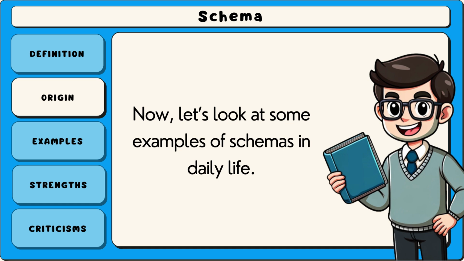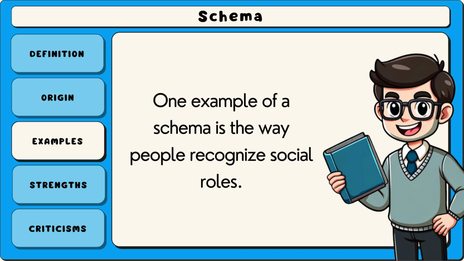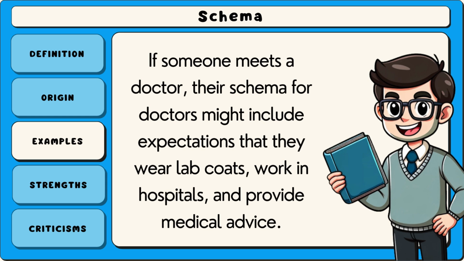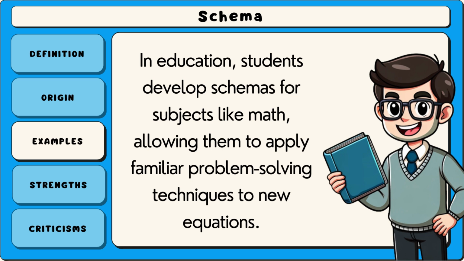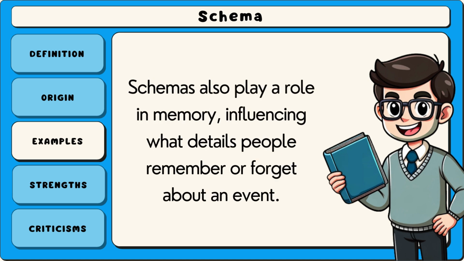Now let's look at some examples of schemas in daily life. One example of a schema is the way people recognize social roles. If someone meets a doctor, their schema for doctors might include expectations that they wear lab coats, work in hospitals, and provide medical advice. Another example is language learning, where schemas help individuals understand how sentences are structured based on past exposure. In education, students develop schemas for subjects like math, allowing them to apply familiar problem-solving techniques to new equations. Schemas also play a role in memory, influencing what details people remember or forget about an event.